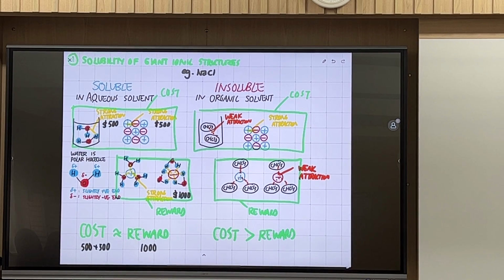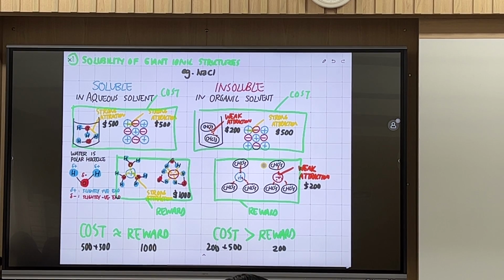But on the right, you see these are weak attraction, meaning it costs you only $200 to break them. Yeah, but then it will cost you another $500 to break this strong attraction, and in return you only get back $200. Can you see that 200 plus 500 is larger than 200? Your original investment is larger than the return.